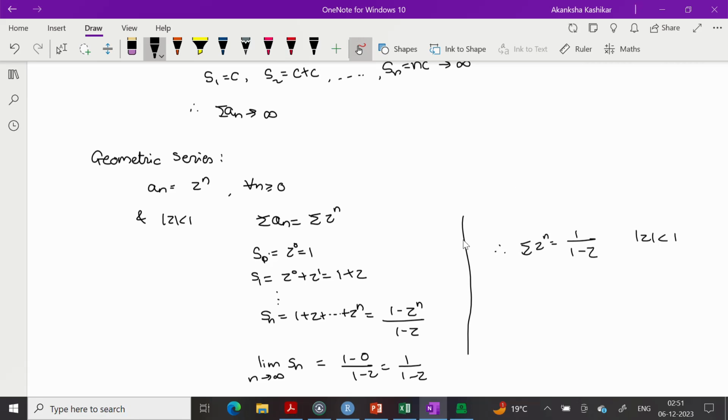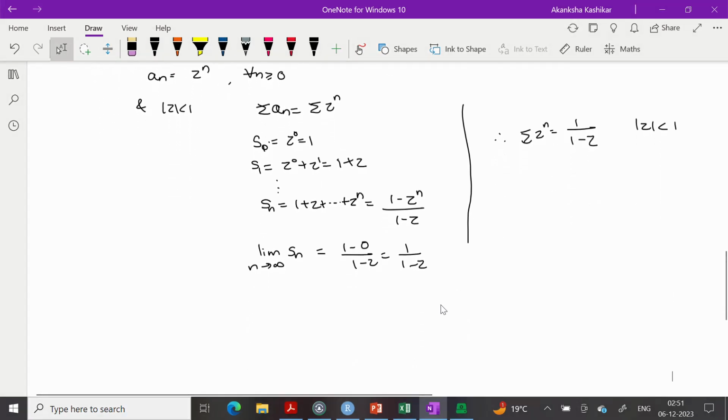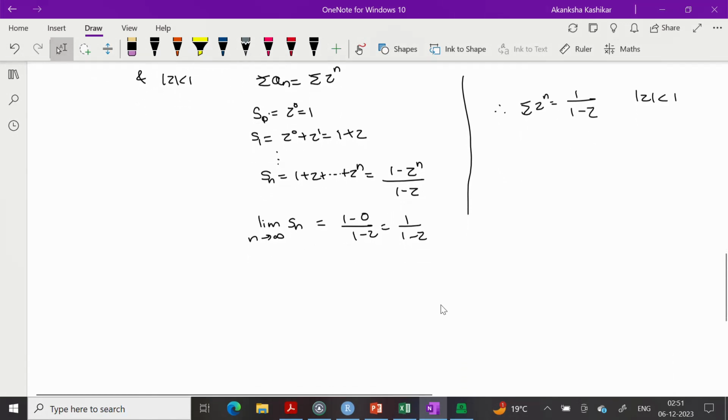What happens if mod z is greater than 1 or equal to 1? If mod z is equal to 1, then this becomes a constant series and hence it diverges. If mod z is greater than 1, then still the sum is similar. It is (z raised to n minus 1) upon z minus 1. But then we know that this z raised to n does not converge. It diverges to infinity and the denominator is constant. So the series also diverges.